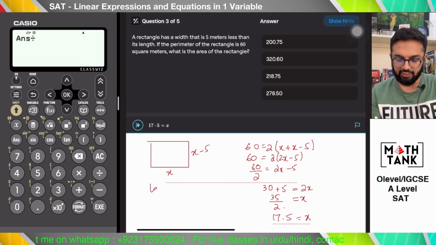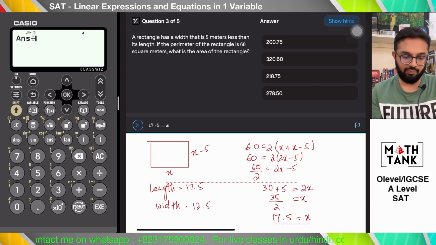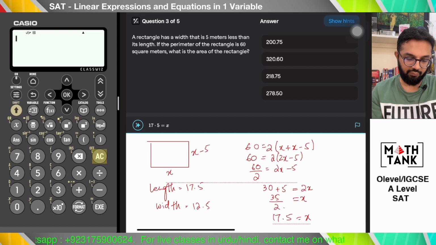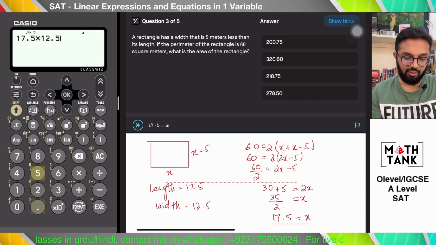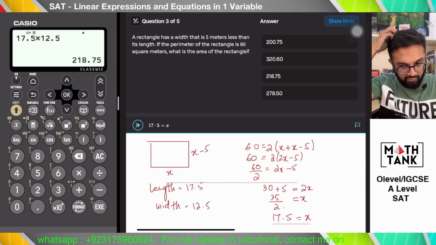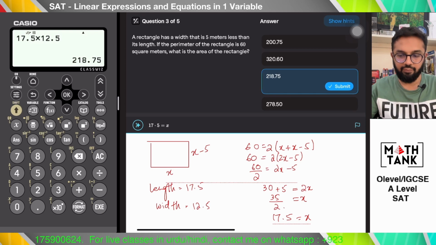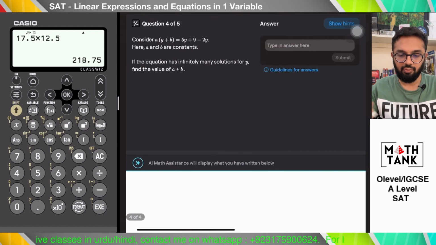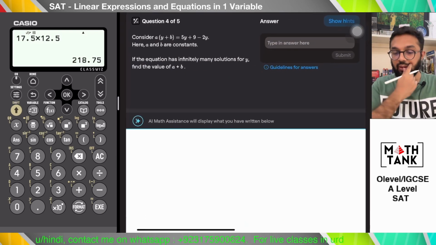So my length is 17.5 and my width is 12.5 because I subtracted 5 from it. So it's 17.5 times 12.5 because I'm asking you for the area. That's 218.75. Okay, quickly on to the next question.